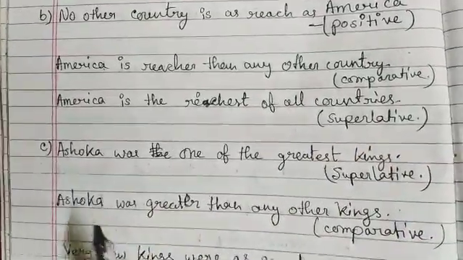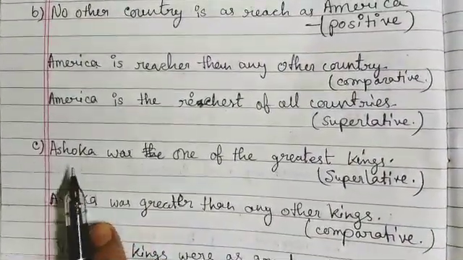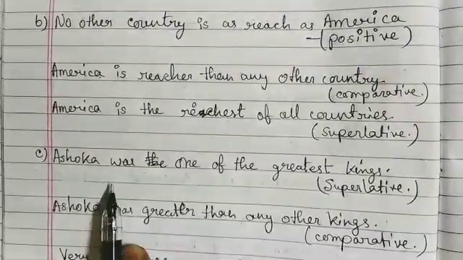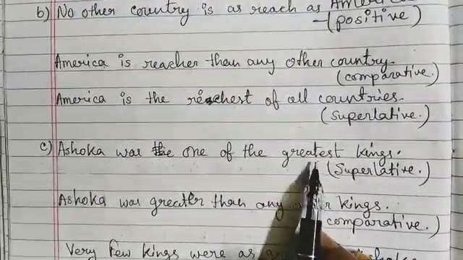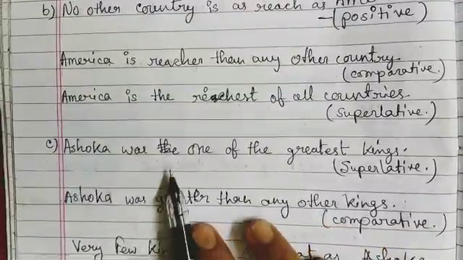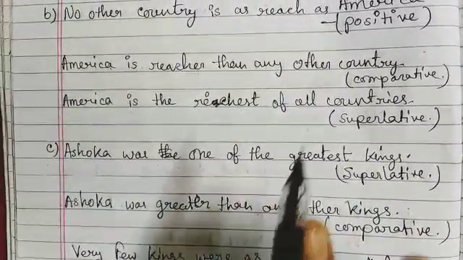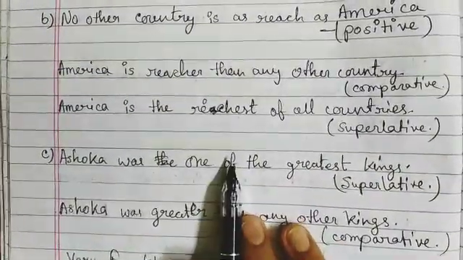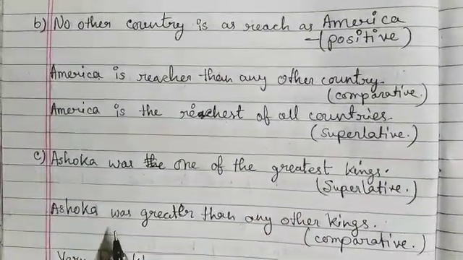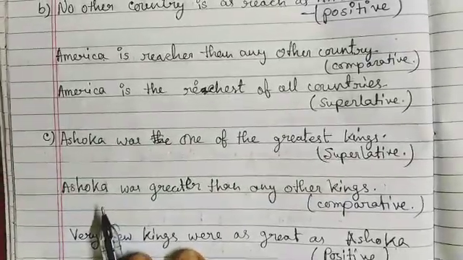Now go to the next example. Ashoka was one of the greatest kings. Greatest, it is in superlative. One of the greatest. That means there are more kings who are as great as him. He was one of them. So, in comparative degree, how can we do that?